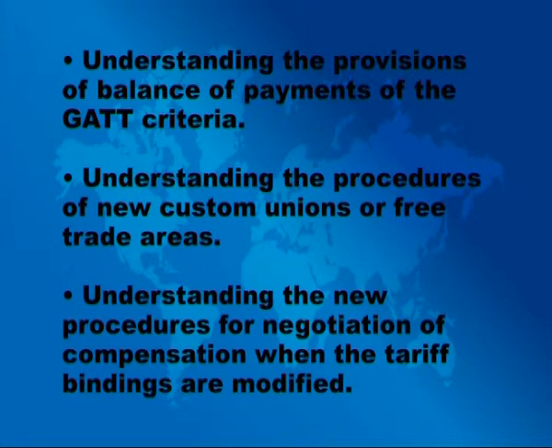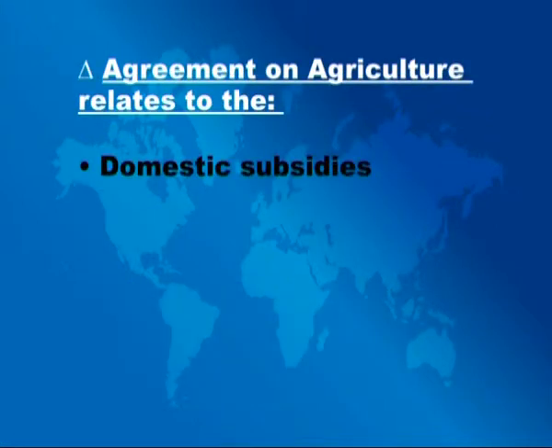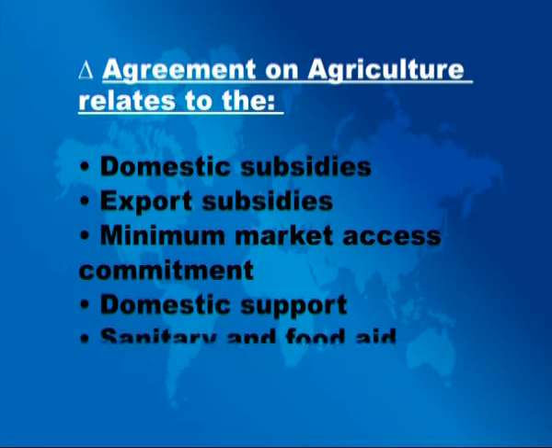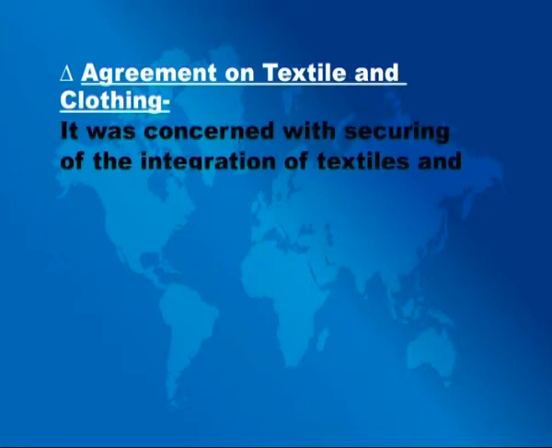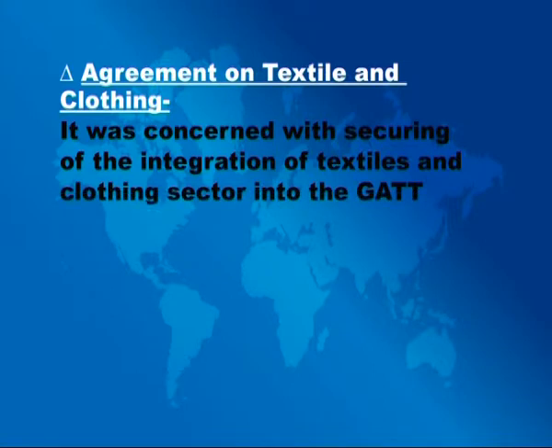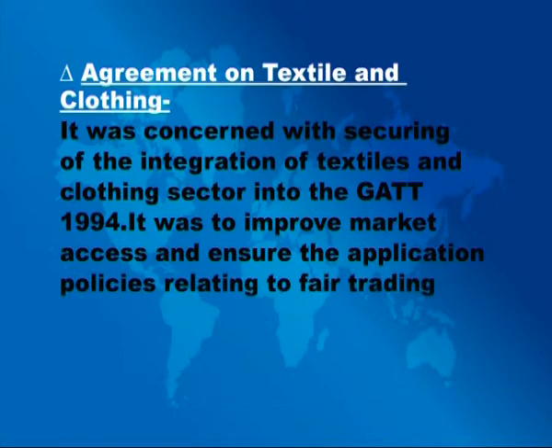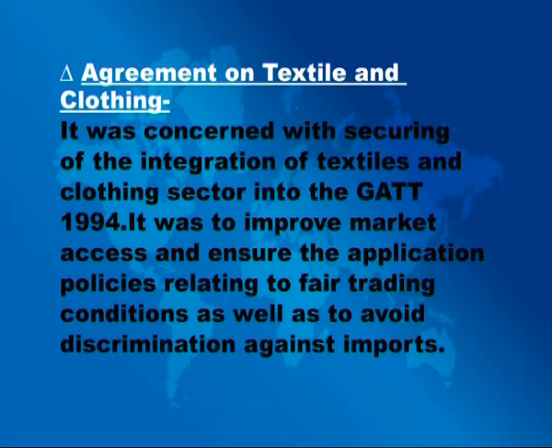Agreement on agriculture that relates to domestic subsidies, export subsidies, minimum market access commitment, domestic support, sanitary and food aid operations. Now, agreement on textiles and clothing. It was concerned with securing the integration of the textiles and clothing sector into the GATT 1994, and it was to improve market access, ensure the application of policies relating to fair trading conditions as well as to avoid discrimination against imports.